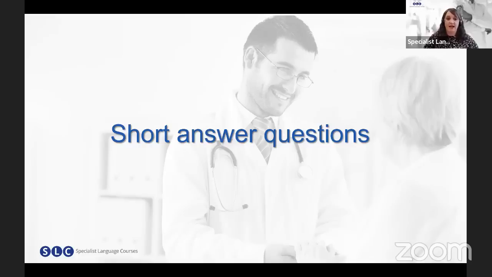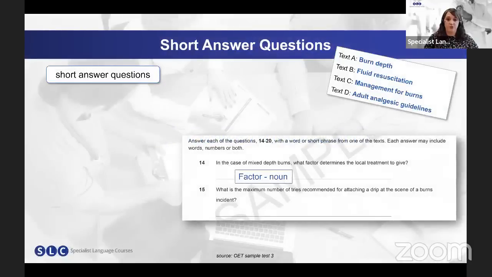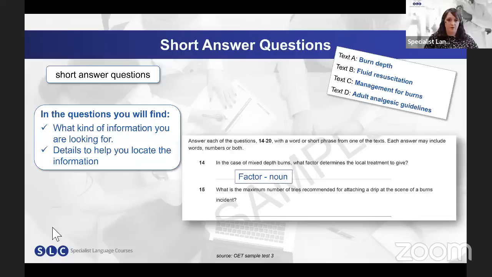Let's take a look at short answer questions and how you can apply these strategies to short answer questions in reading A. So in short answer questions, you will find in the question what kind of information you're looking for, and you'll also find the details to help you locate the information.